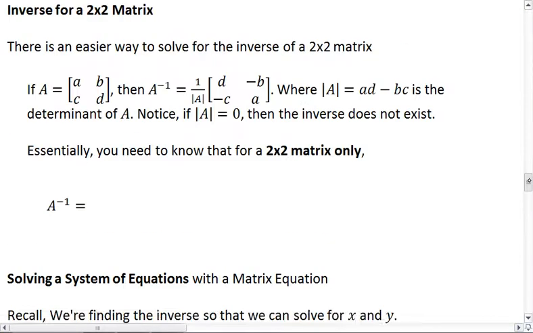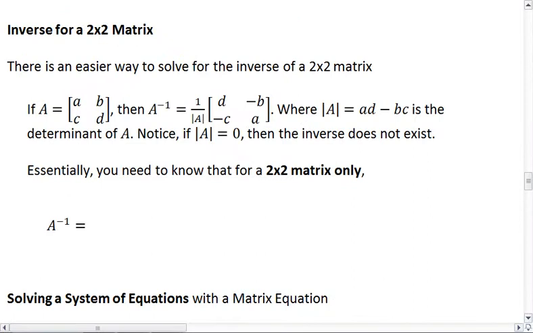There is an easier way to solve for the inverse of a 2 by 2 matrix, but this only works for a 2 by 2 matrix. Basically, if you have your coefficient matrix, or whatever matrix you're trying to find the inverse for, find the determinant, take 1 over the determinant, and then multiply by this variation of your matrix. So A and D switch spots, and B and C switch signs.